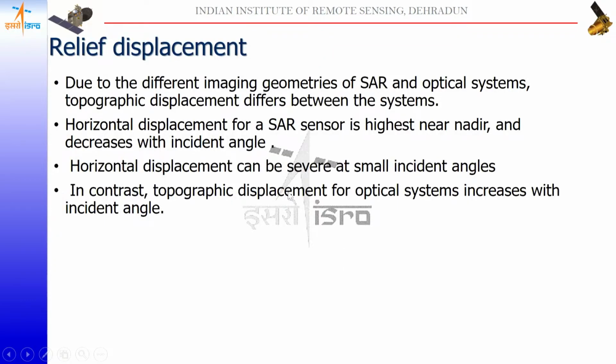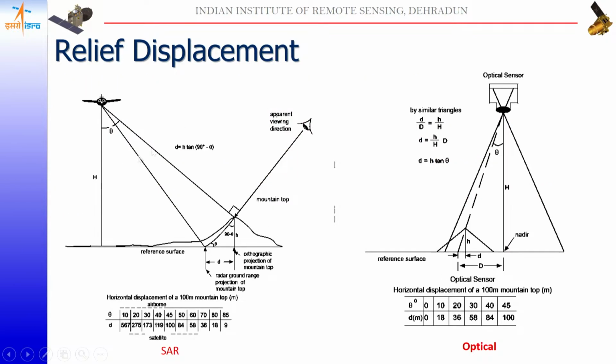Now in case of SAR, there is one term called relief displacement. Normally in optical there is relief displacement, but in case of SAR there is very high relief displacement, and due to that we are having geometrical distortion like layover, shadow and foreshortening. All this geometrical distortion is corrected by the terrain correction process. In optical the relief displacement is given by the h tan theta factor, but in case of SAR it is given by the h cot theta factor.